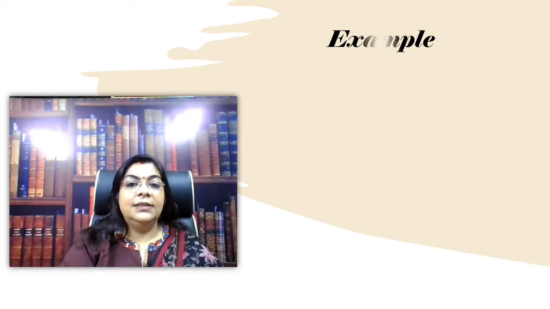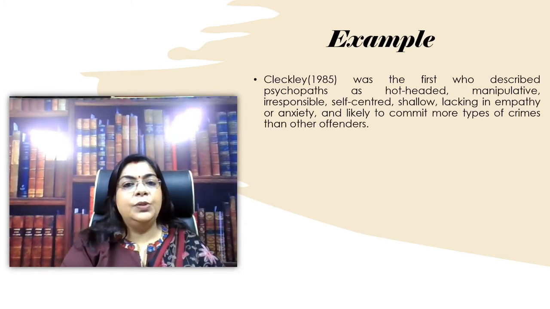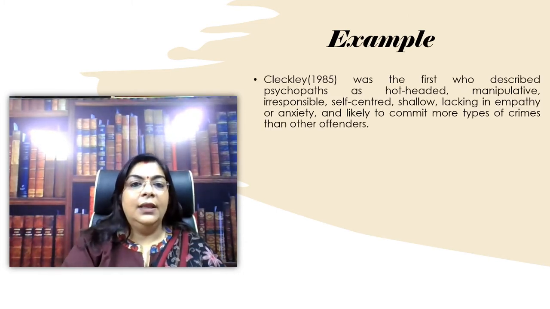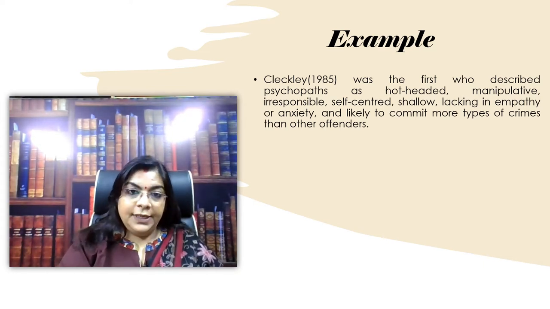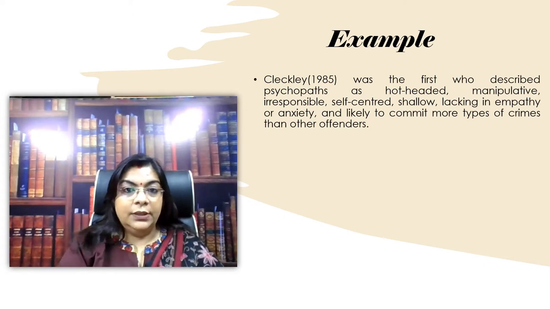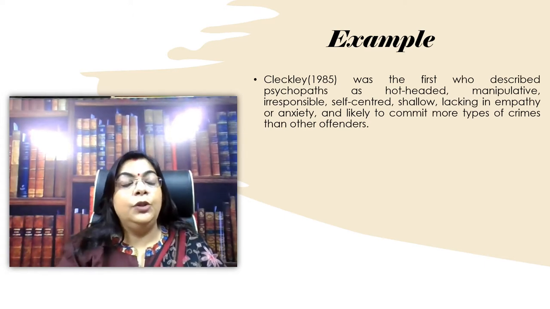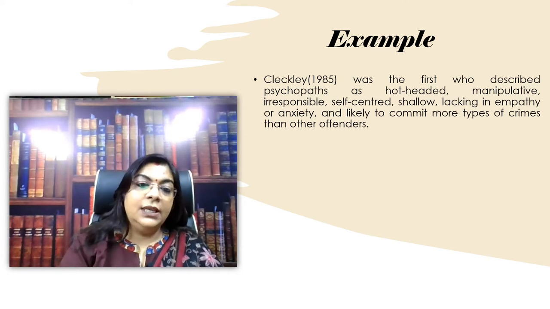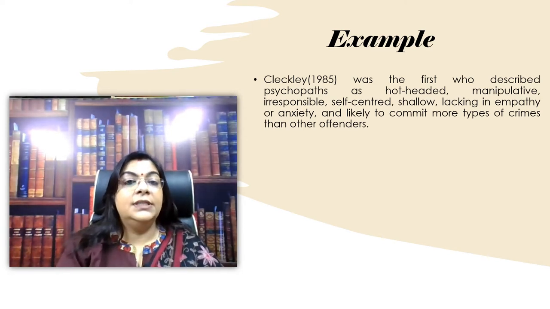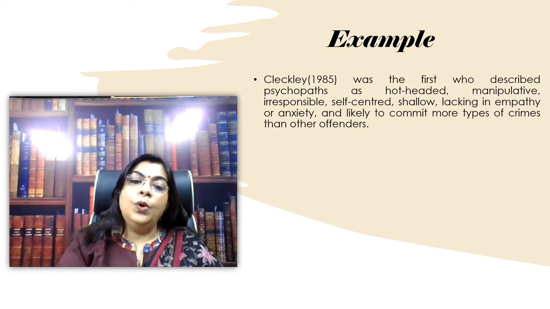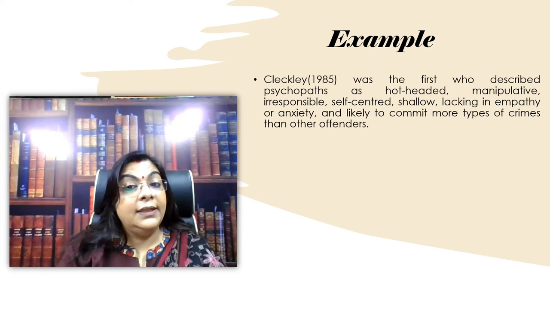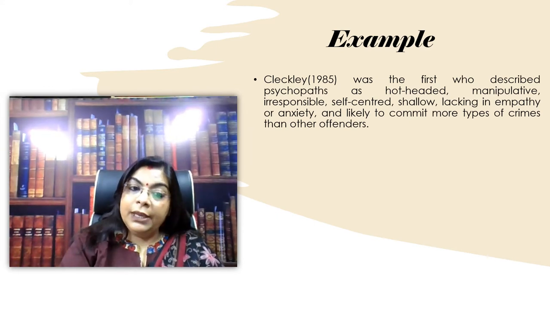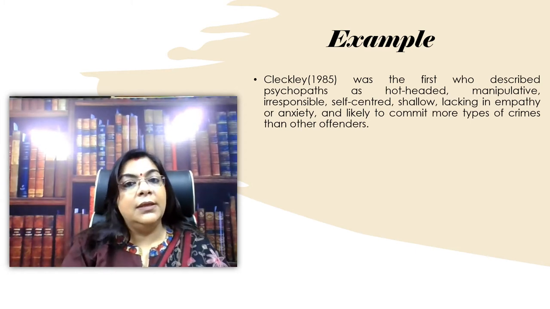Now let's understand this with the help of some examples. This is the first way of writing paraphrasing. If you want to quote a writer or idea of any author within the sentence only, you may start like this: Checkley, 1985 is the year. Checkley was the first who described psychopath as so and so. So you may write like this also. Here, while using the name of the author within the sentence, you only write the year.